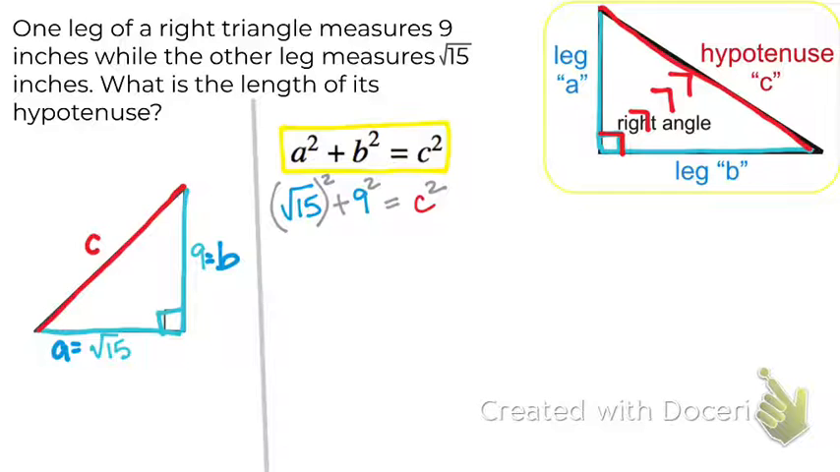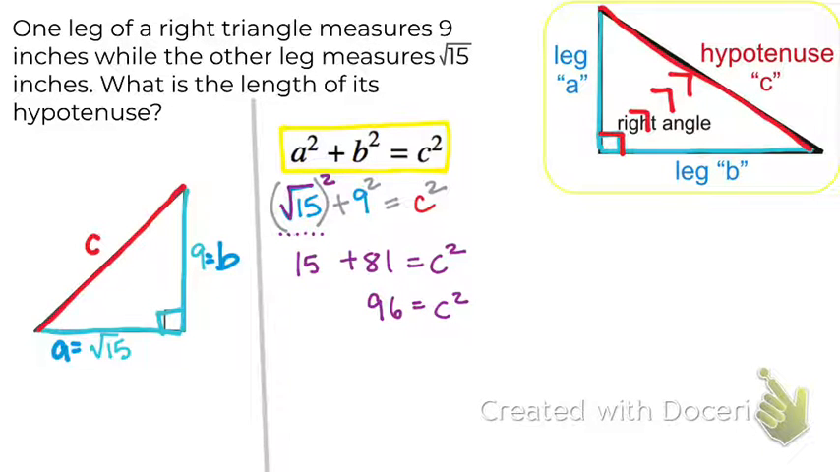Once you do that, you can begin to simplify. So over on the left, if you put the square root of 15 squared into your calculator, you're going to see that that's just 15. That's because the square root and squaring are inverses. They're opposites. They cancel each other out. But 9 squared is 81. So all that equals C squared. Now we can add 15 and 81, and we get 96 equals C squared.